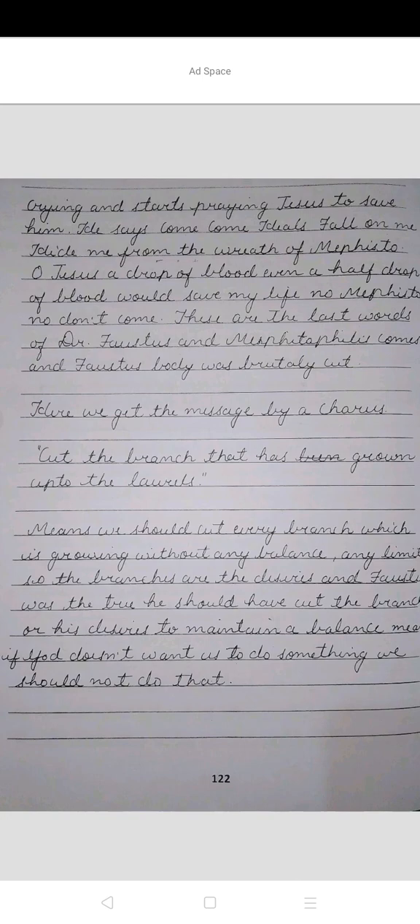So the branches are the desire, and Faustus was the tree. He should have cut the branches, or his desire, to maintain a balance. It means if God doesn't want us to do something, we should not do that.